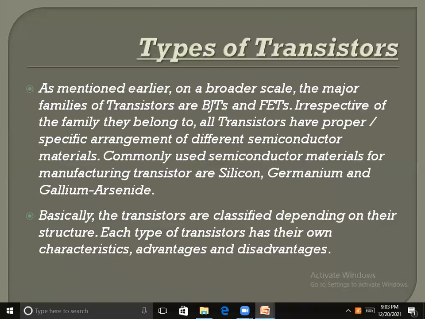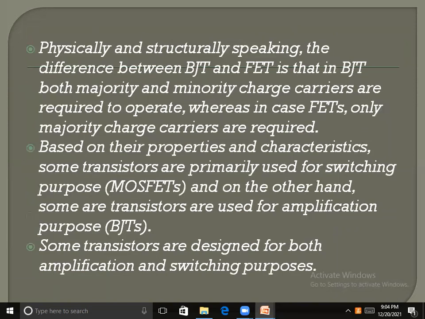Now, types of transistor. As mentioned earlier, on a broader scale, the major families of transistors are BJTs and FETs. Irrespective of the family they belong to, all transistors have a proper or specific arrangement of different semiconductor materials. Commonly used semiconductor materials for manufacturing transistors are silicon, germanium, and gallium arsenide. Basically, transistors are classified depending on their structure. Each type of transistor has its own characteristics, advantages and disadvantages.